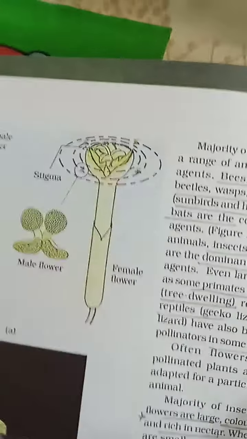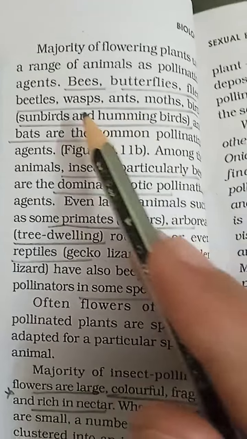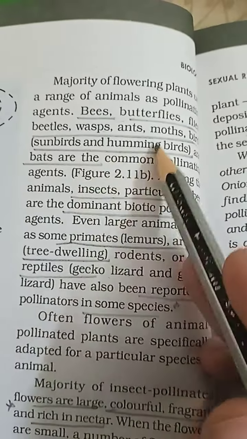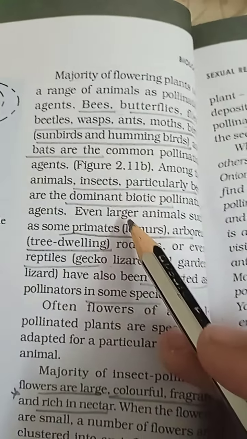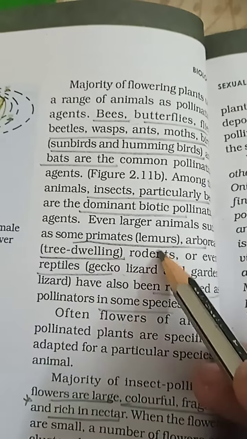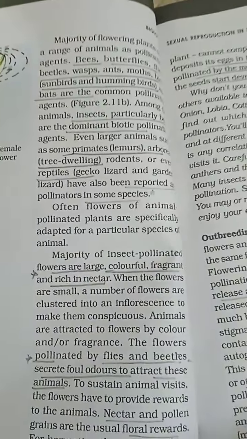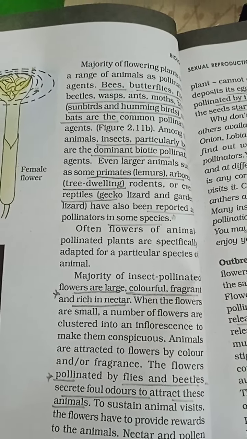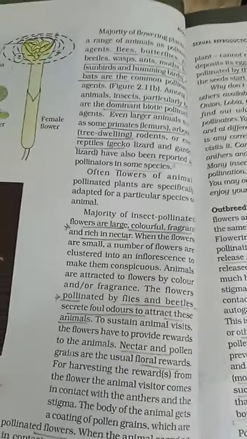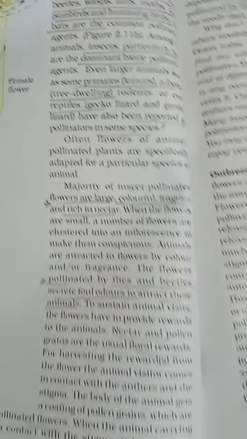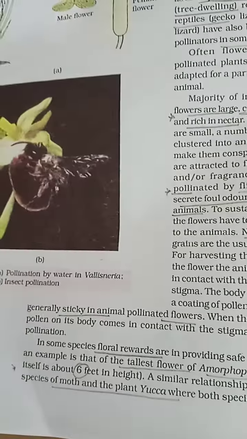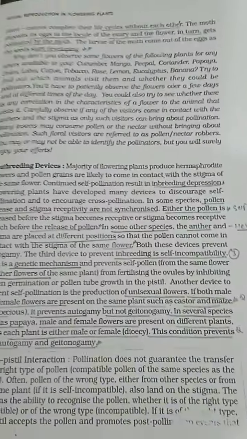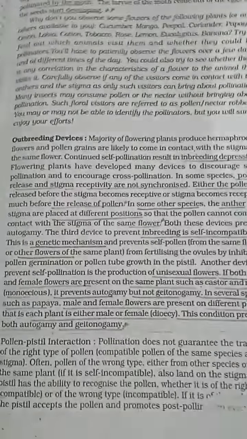Next, there are other agencies like bees, butterflies, wasps, ants, sunbirds, which also help in pollination, and primates, lemurs also help in pollination. In insect pollination, flowers are mostly colorful and fragrant with nectar, and they receive nectar as a flower reward, very important.